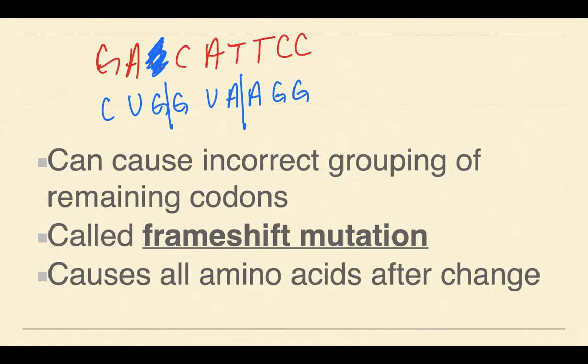So now I've got CUG, UAAGG. So now I've completely changed. I've got CUG, that still stays the same, but next is UAA. So everything that comes after that has been shifted. So all of the amino acids after the deletion are going to change.